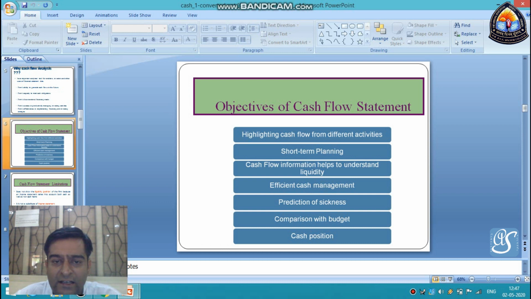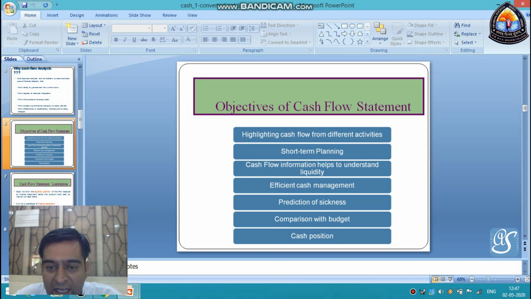Another point is the objectives of the cash flow statement. What are the basic objectives? First, highlighting cash flow from different activities, that means transactions which are relevant to cash. Second, short term planning. If any business enterprise wants cash for a short time, then by preparing the cash flow statement we come to know what we should do in future for short term planning.